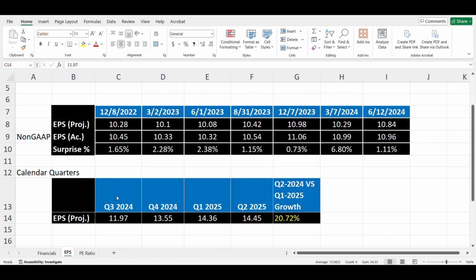And also, I have another table. This shows the earnings projections for the next 4 quarters. So you see that starting next quarter through Q2 2025, we see 20% growth. So over the next 1 year, Avago earnings is projected to grow 20%. So you see the formula, that is F14 minus C14 divided by C14. So I'm comparing Q2 2025 versus Q3 2024.